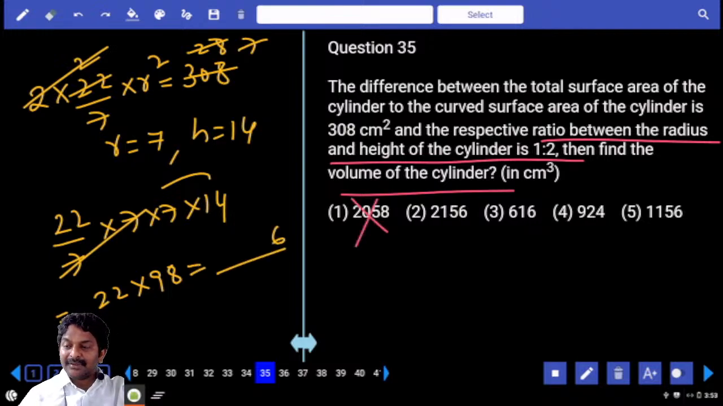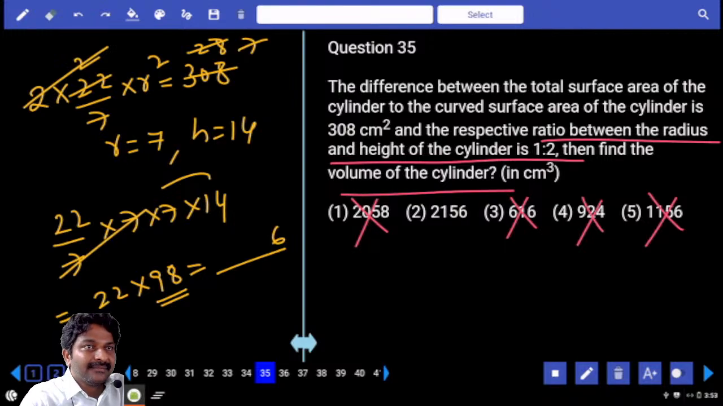First and fourth are eliminated. Approximately 100, right? Into 22, in the sense the answer must be approximately 2200, right? Third and fifth are also eliminated. Got it? Next is from question number 56.